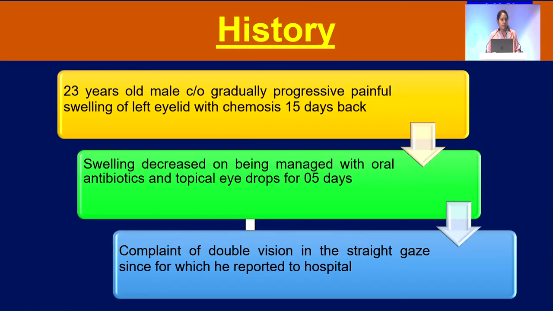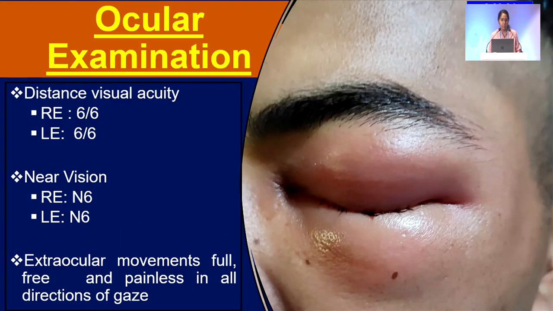My patient was a 23 years old male. He initially presented with a gradually progressive painful swelling of the left eyelid with chemosis of 15 days duration. The swelling decreased once he was managed with oral antibiotics and topical eye drops for 5 days. Then subsequently he reported with a complaint of double vision in the straight gaze, for which he reported to the hospital. So this was his initial presentation.